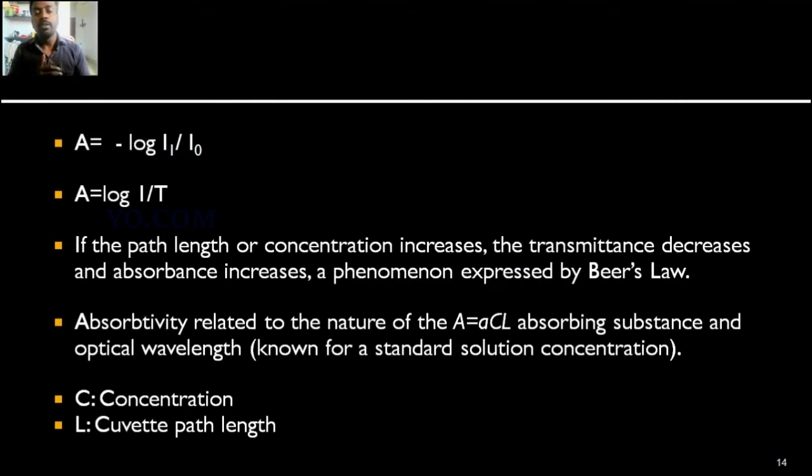Okay, and absorption increases, so the light absorbs the intensity. This phenomenon is expressed by Beer's law. What is Beer's law? The concentration increases, then transmittance decreases, absorption increases. Absorption is directly proportional to concentration, transmittance is inversely proportional to concentration. So concentration increases, at the same time absorption also increases. Concentration increases, transmittance decreases. That is called Beer's law.